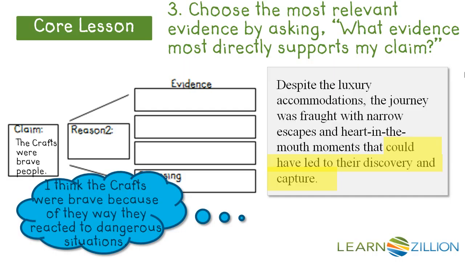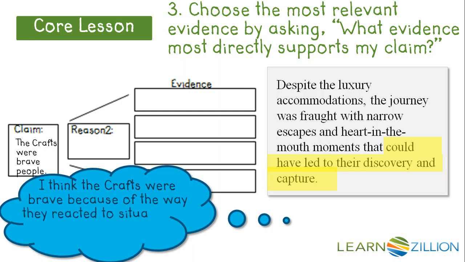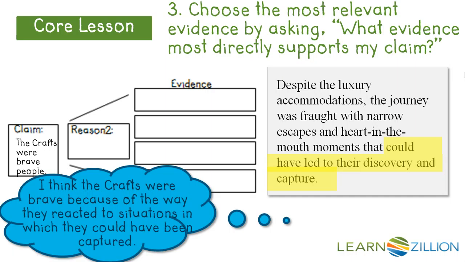But I also want to use this text evidence about how it could have led to their discovery and capture. So I think I'll change that, I think the Crafts were brave because of the way they reacted to situations in which they could have been captured. So I'll put that right here on reason 2. And then when I want to include the evidence, I'll just list that right here in the evidence boxes.